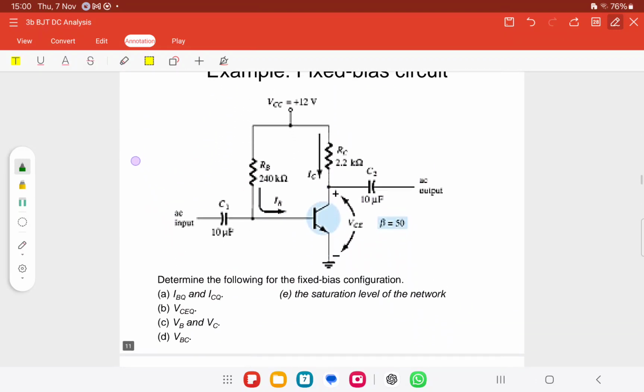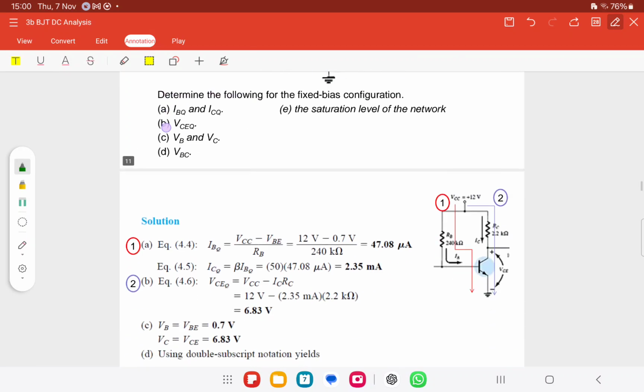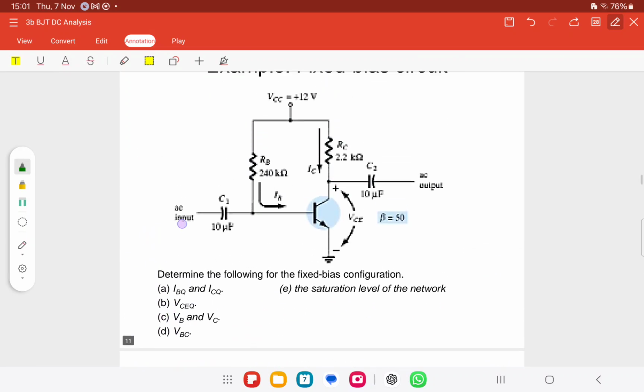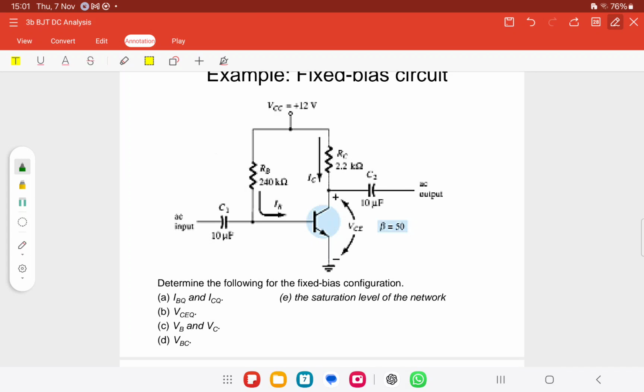Alright, so this is an example. Let's do one example here. Yes, I know there is already an answer, but let's do it first. If the question asks for IBQ and ICQ, it means this one is at the operating region. From there we can get it from the KVL. So first we want to do the KVL.